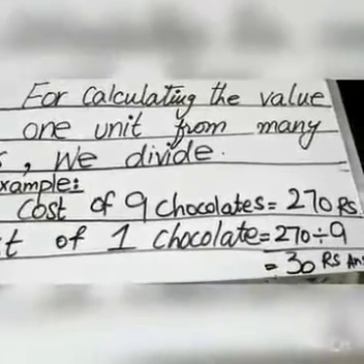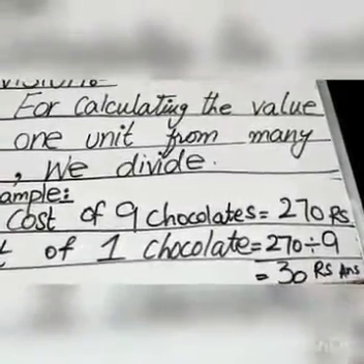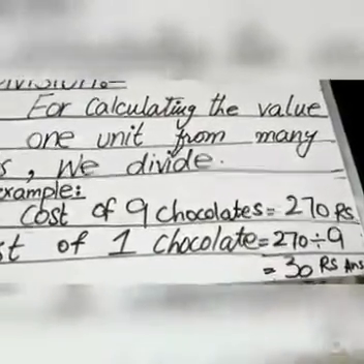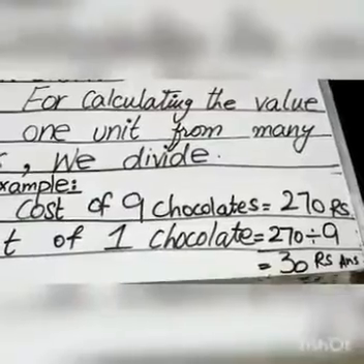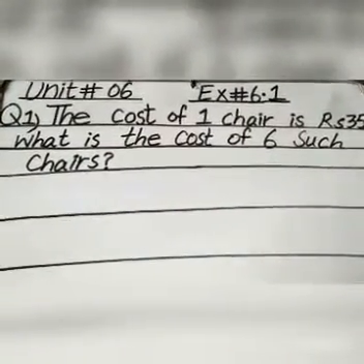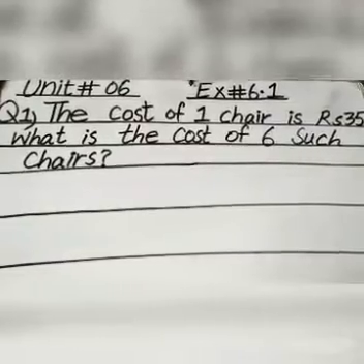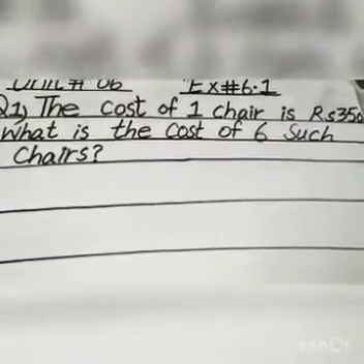So we have to divide it by 9. 270 divided by 9 is equal to 30 rupees. Okay. So the cost of one chocolate is 30 rupees. Let's start our exercise 6.1. The cost of one chair is rupees 350. What is the cost of 6 such chairs?